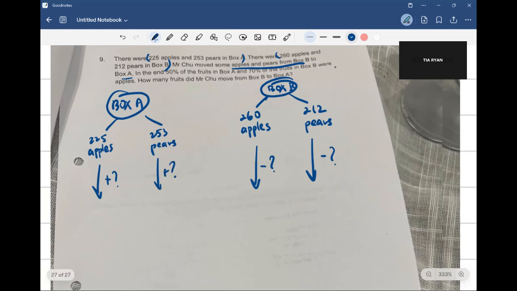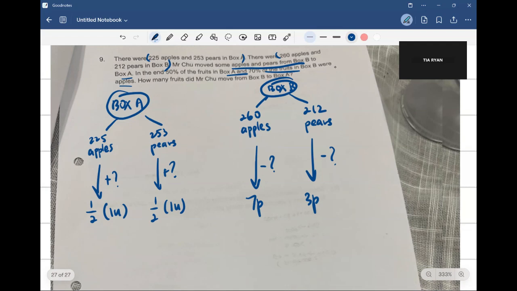But in the end, 50% of the fruits in box A were apple, and 70% of the fruits in box B were apple. It means that in the end, half were apple, half were pear. So 1 unit to apple, 1 unit to pear. But because they're of different baskets, I don't want to use units for box B also. So for box B, I will use 70%, so it's 7 parts apple, 3 parts pear.